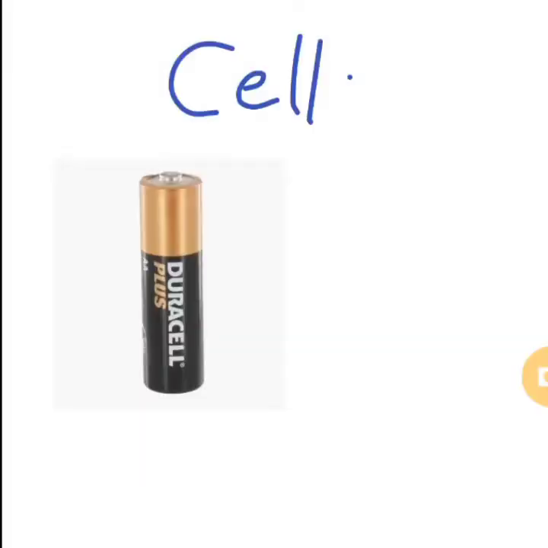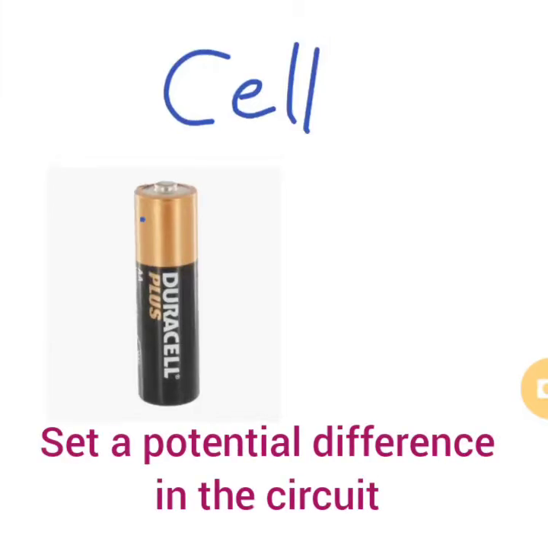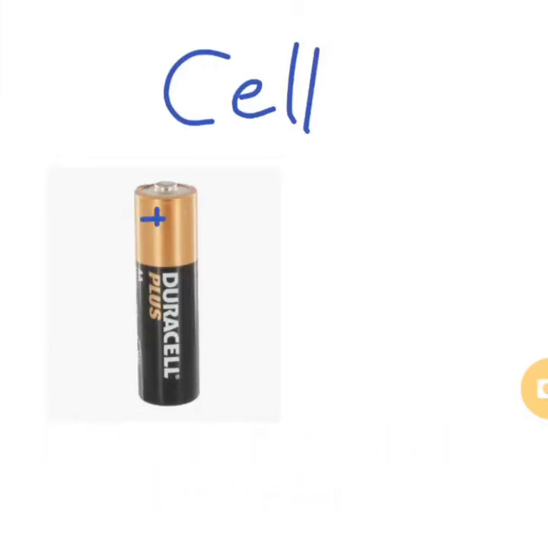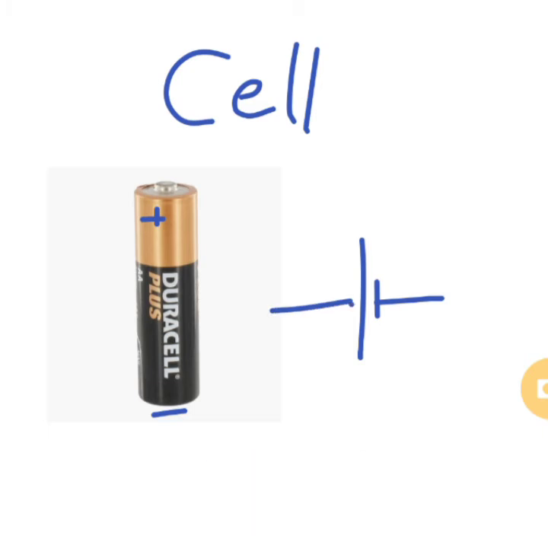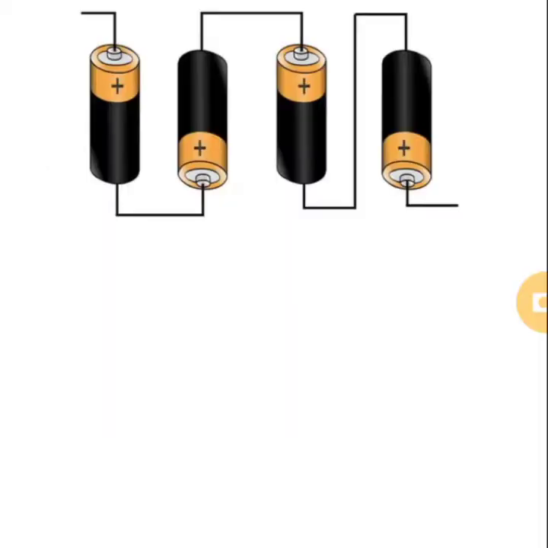The first electrical component is the cell. We know a cell is the source of potential difference in a circuit. A cell has two terminals, a positive terminal and a negative terminal. The symbol of a single cell consists of two parallel vertical lines, one thin and long and the other thick and short. The long vertical line represents the positive terminal, which is marked as plus, and the short vertical line represents the negative terminal.